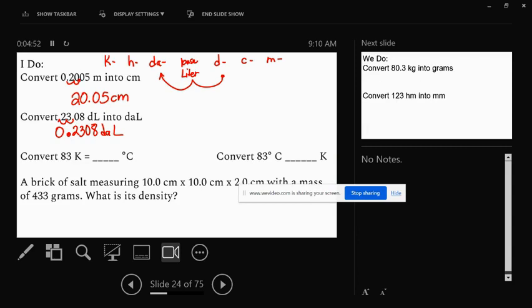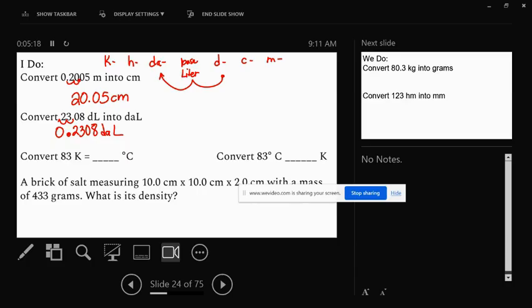I will not mark you off on this, but notice that Kelvin does not have a degree sign. Kelvin's not measured in degrees. Okay? So it's just 83 Kelvin. If you write a degree sign with Kelvin, I'll mark it, but I won't take points off. Okay? All right, I want to go from 83 Kelvin to Celsius. What am I going to do?